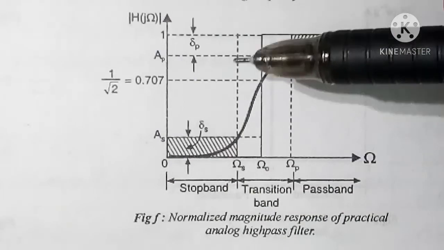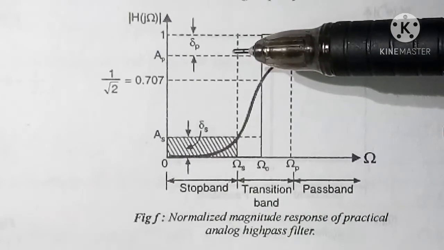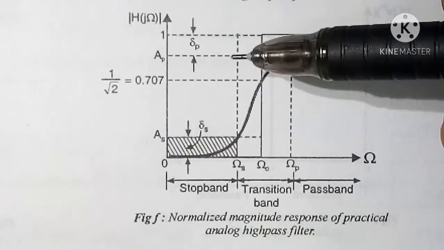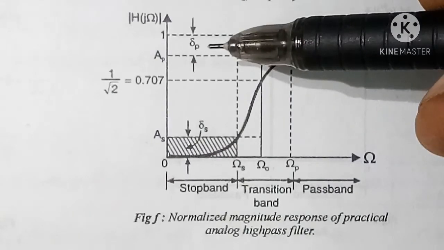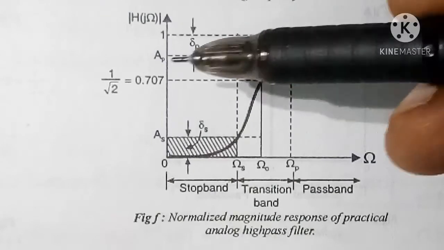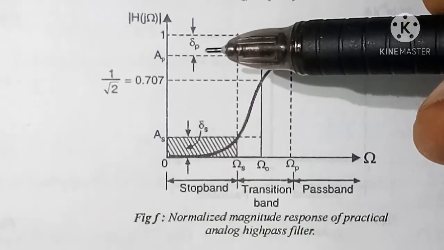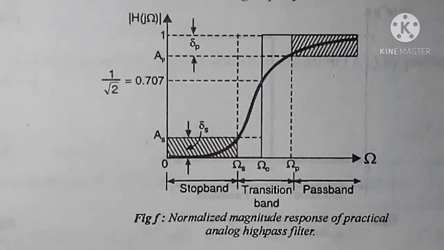The passband ripple is denoted by delta p, and the relation between AP and delta p remains the same, that is AP is equal to 1 minus delta p.